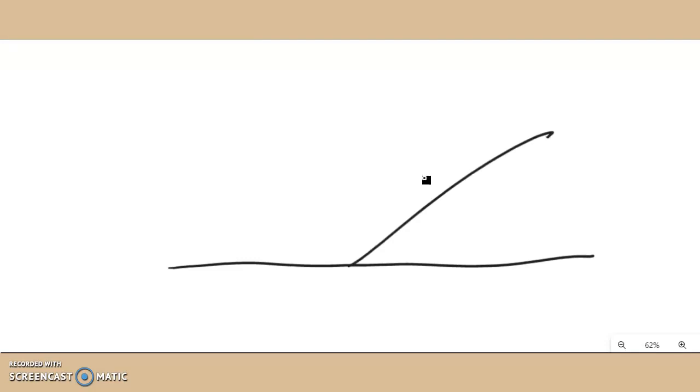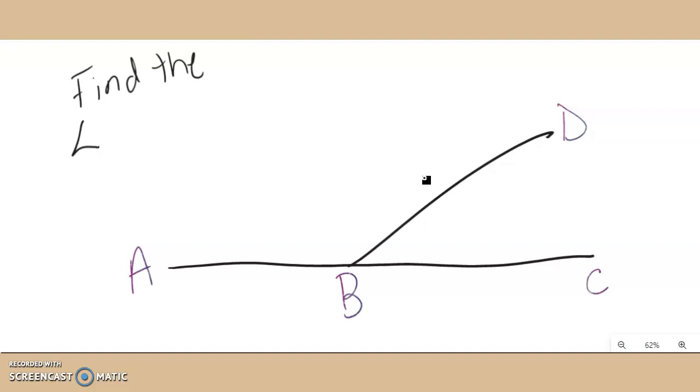Usually when you see these, they are always labeled A, B, C, and then D. Again, you will write these as, and I'll ask you, find the angle of D, B, C. You're going to try to find that angle, so you're going to follow it.